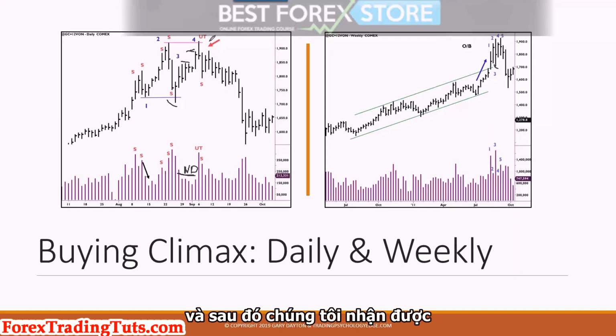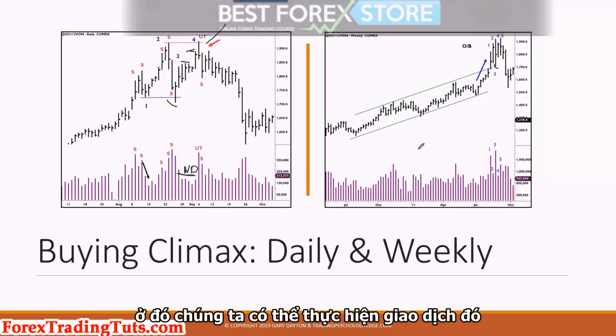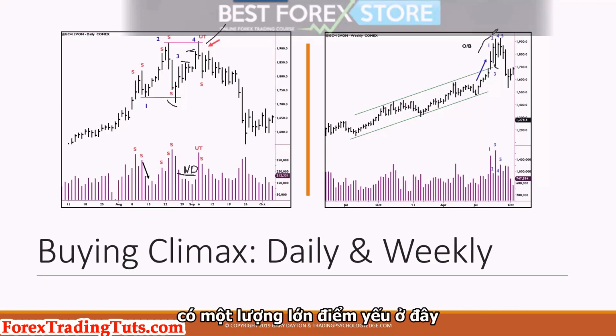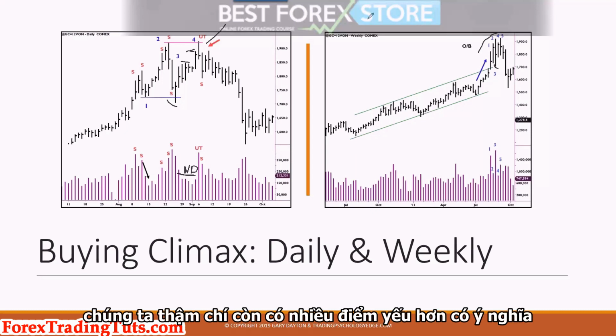And then we get an up thrust after all that weakness. There's the trade. We can take that trade without thinking twice, because this is a sign of weakness in its own right. We got a tremendous amount of weakness here, and if we go to the quarterly chart, we even have more weakness. Make sense?